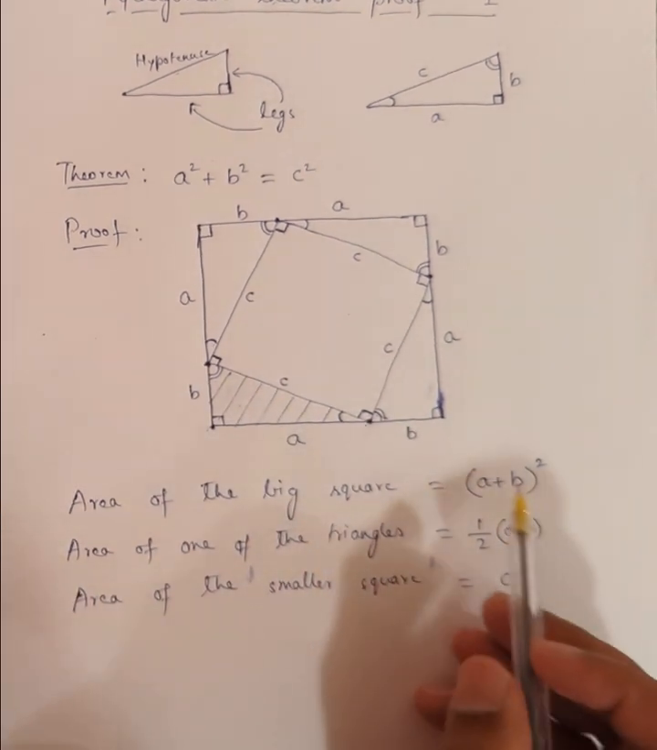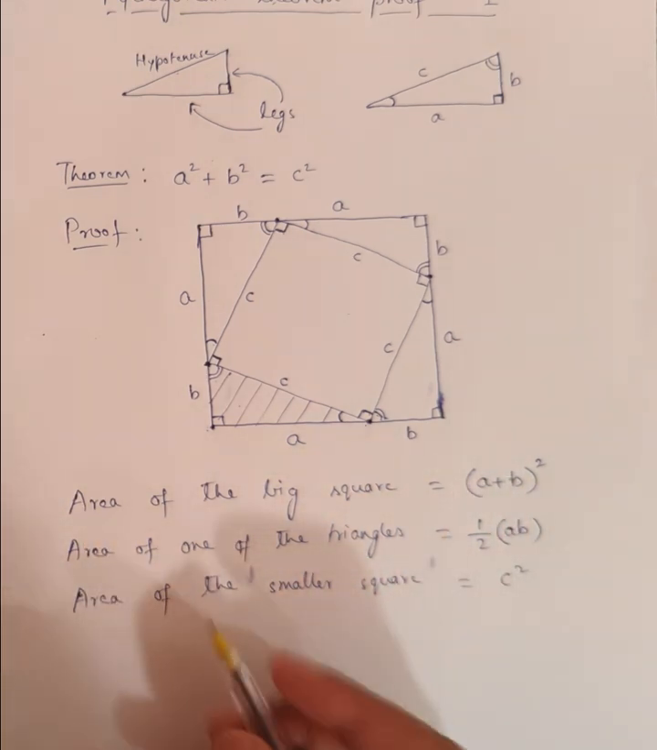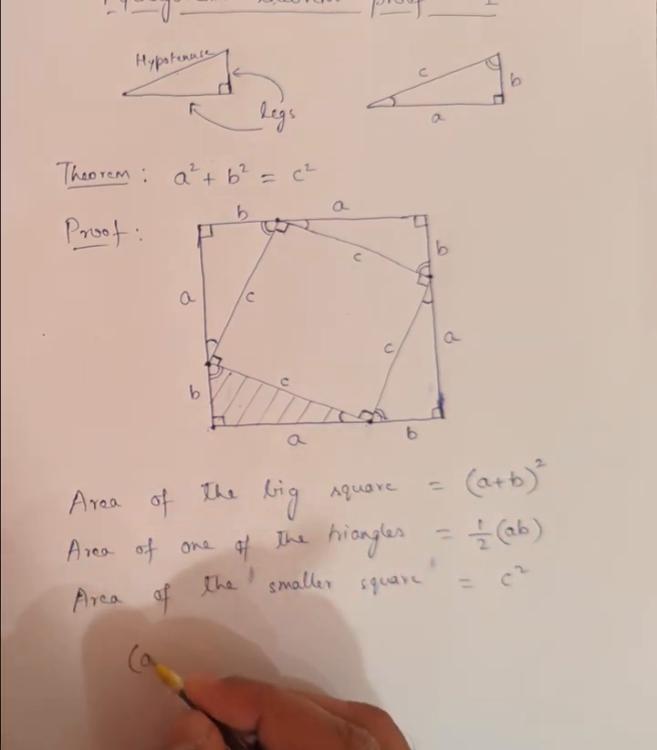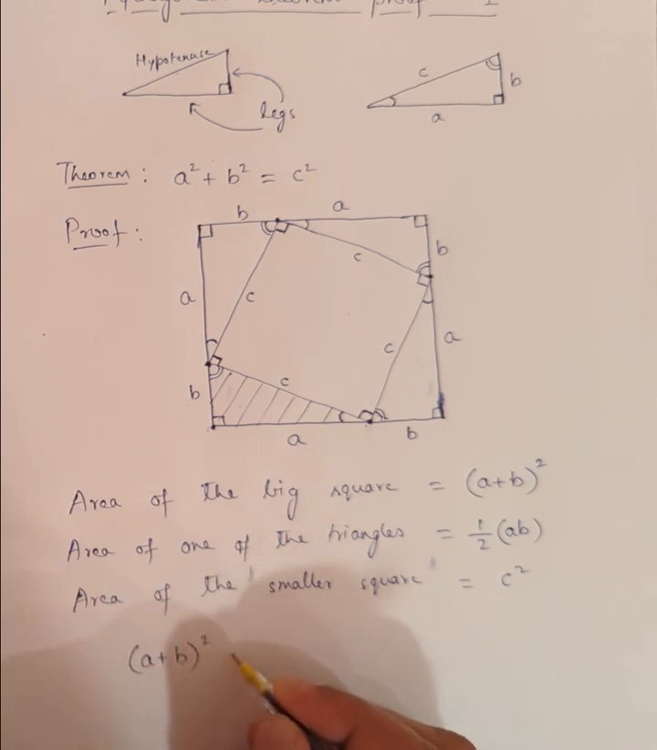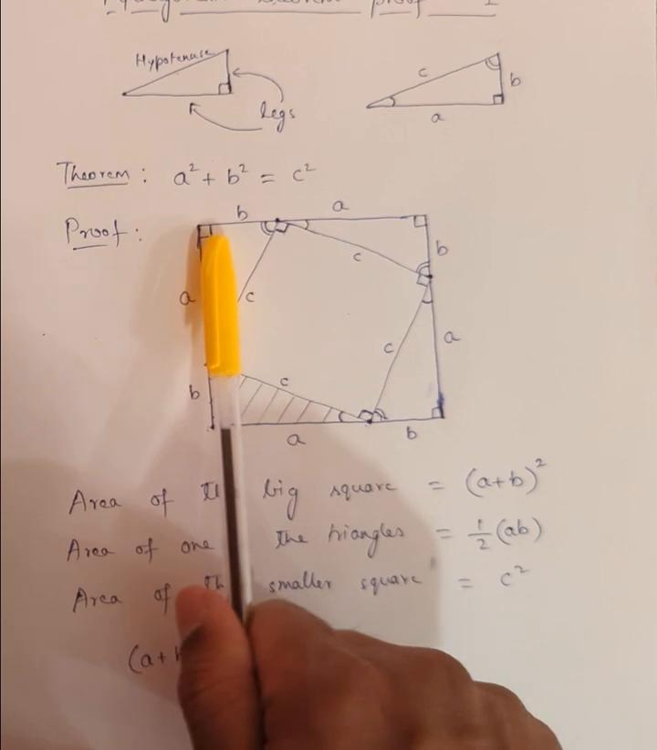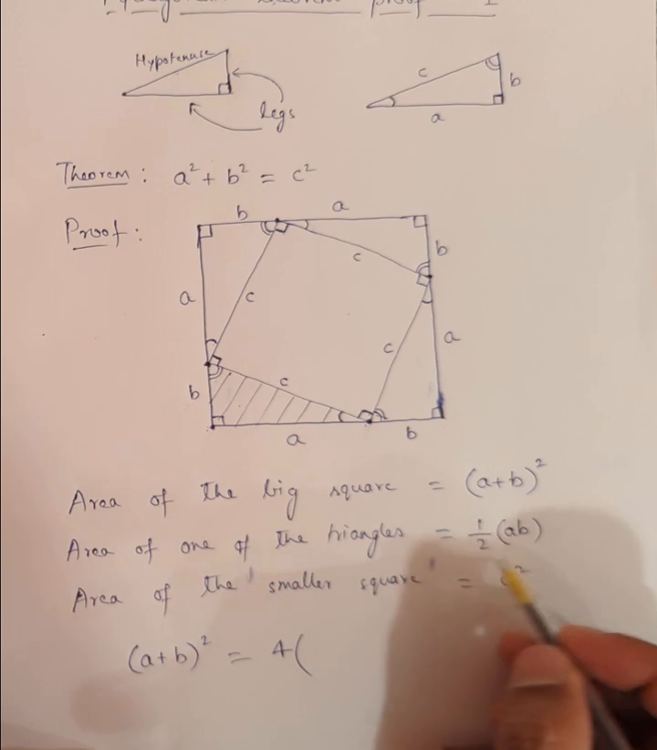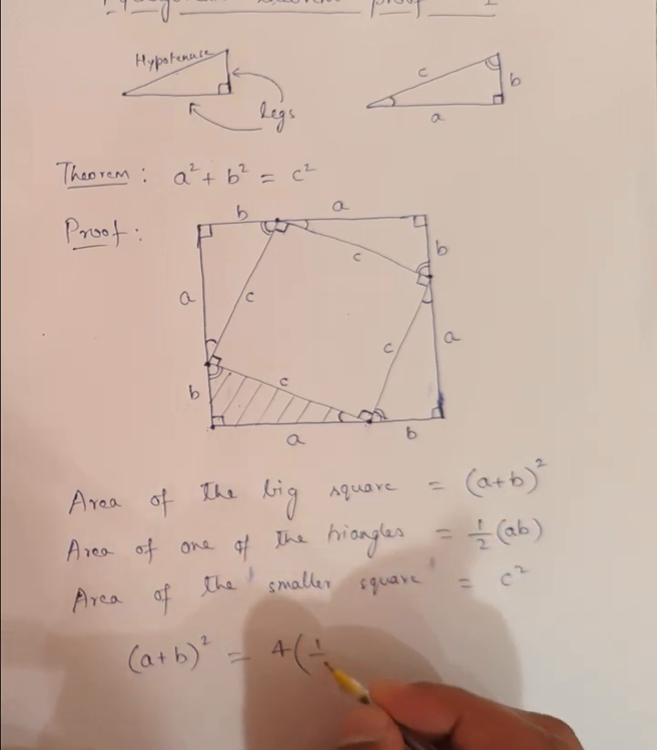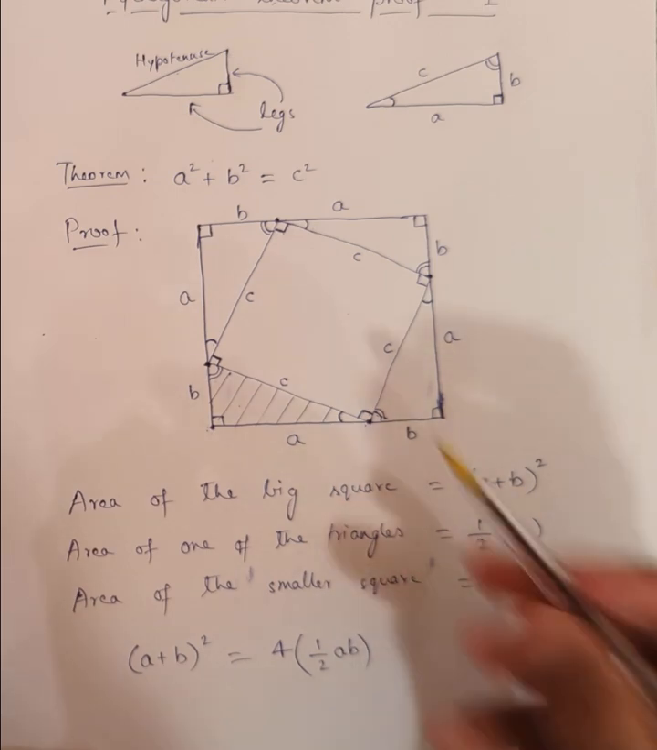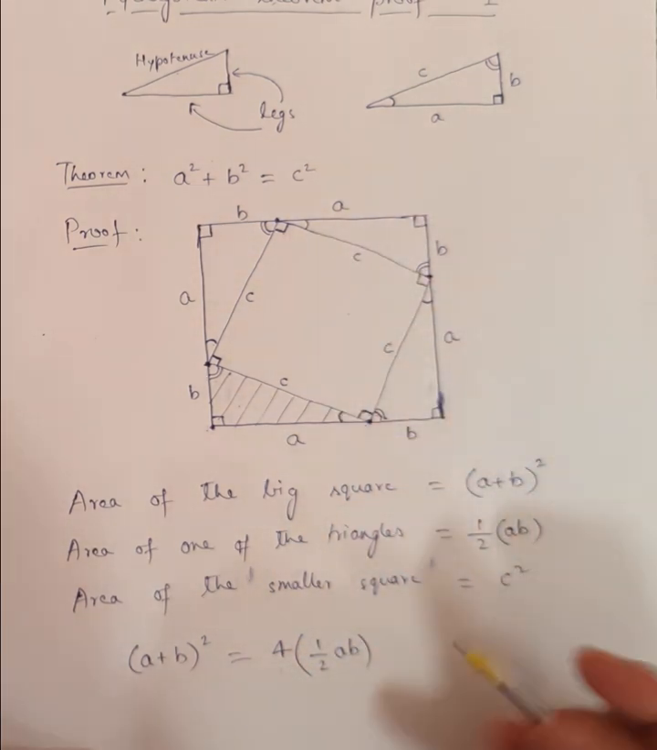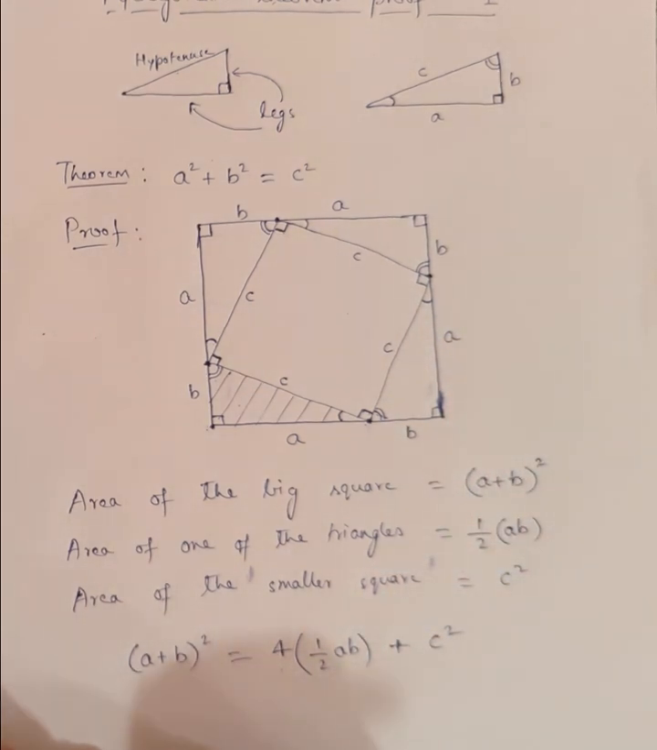So what I'm going to do is I'm going to equate. So area of the big square is A plus B quantity square. This is made up of 4 triangles, which means it's going to be 4 times area of each triangle. So each triangle is half AB. So 4 triangles would be 4 times half AB plus the smaller square, which is C square. And let's go ahead and expand. A plus b quantity square is a square plus 2ab plus b square.